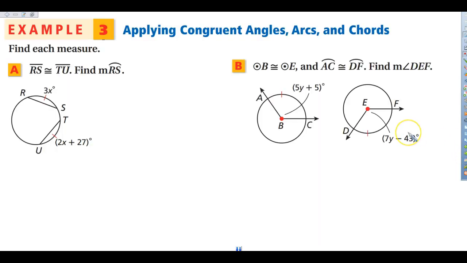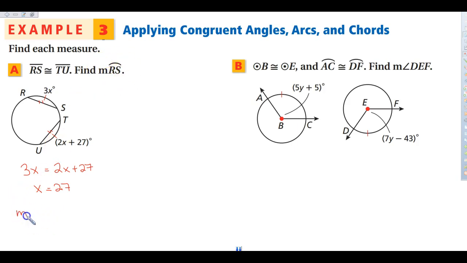And let's take a look at how we're going to use some of this information. So when we look here at A, I'm told that RS is congruent to UT. So those segments are congruent, which means that the arcs that are contained by those segments are also congruent. So that means that arc RS is going to be congruent to arc UT. So I can set 3x equal to 2x plus 27. All right, so I am going to subtract 2x from both sides, and I'm going to get x is equal to 27.